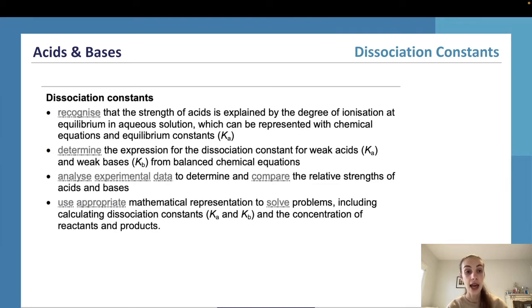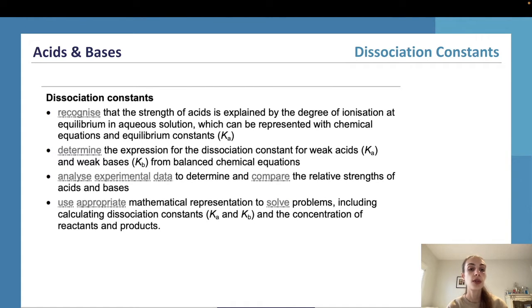constants, so Ka. Then we also need to be able to determine the expression for the dissociation constant for weak acids, so that being Ka, and weak bases, Kb, from balanced chemical equations. And so this is using a formula which we have for Ka and Kb, which is similar to the one which we use for equilibrium as well.